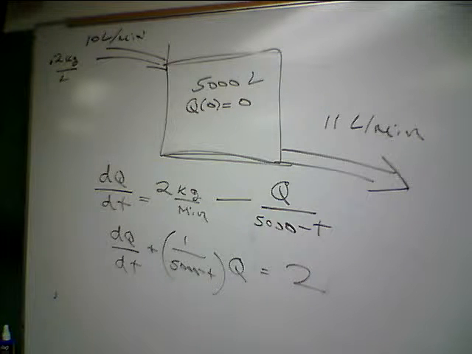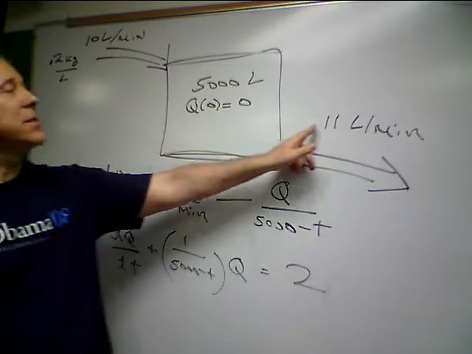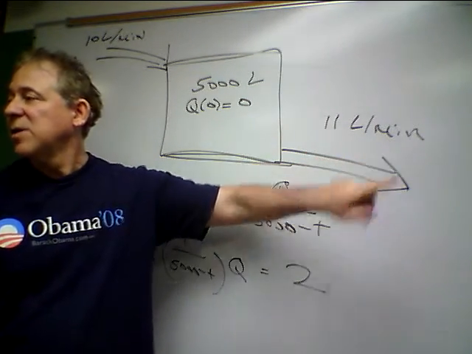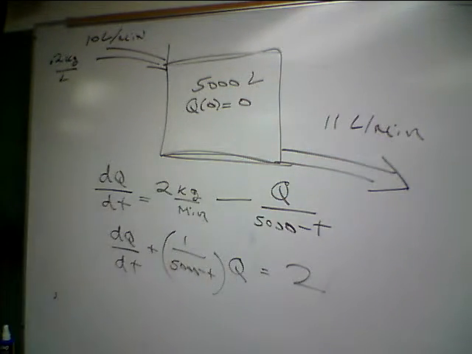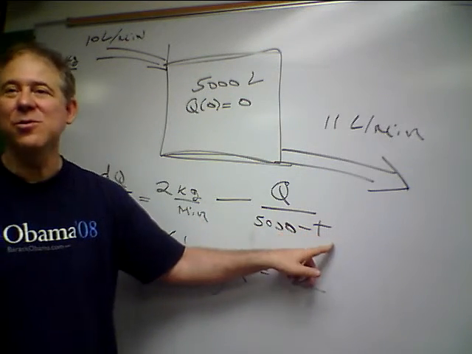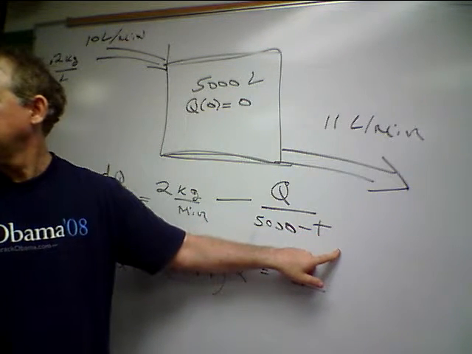No, it's coming in at 10 and it's leaving at 11. So every minute you lose a liter. So after t minutes you lose t liters. Yeah, so wouldn't it be like 11t then? Yeah, but 10t is coming in, so you're only losing t. 11 minus 10 is 1.